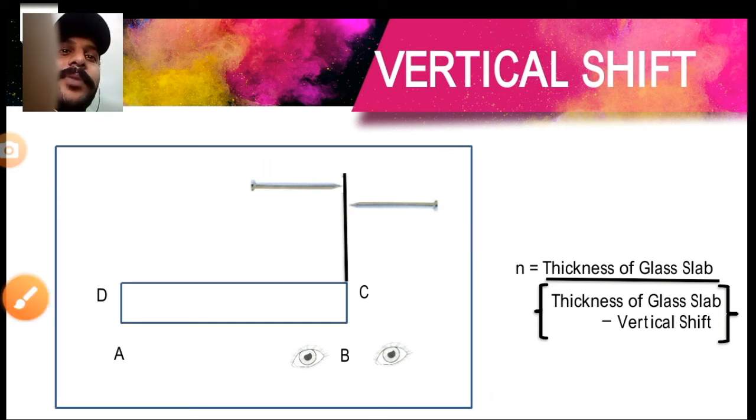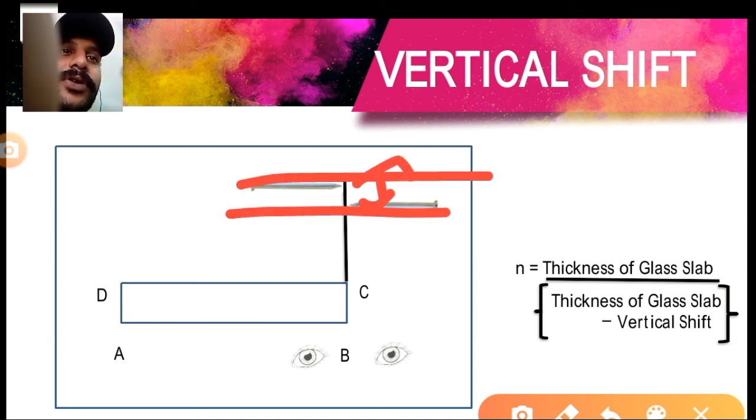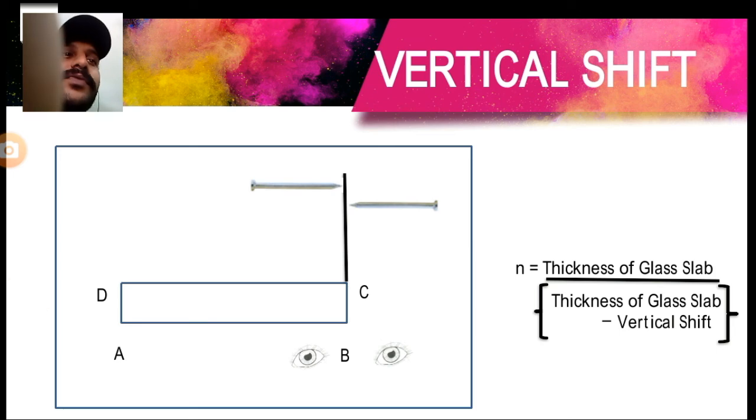This gap is nothing but the perpendicular distance between the two pins, if you draw two lines here, one as an incident and the other as an emergent ray. The distance between these two pins tells us about the vertical shift. Through the vertical shift value we can find the refractive index of the glass slab.